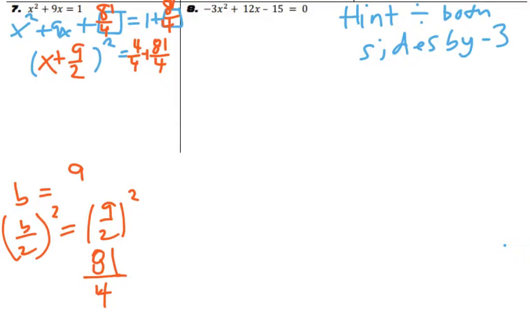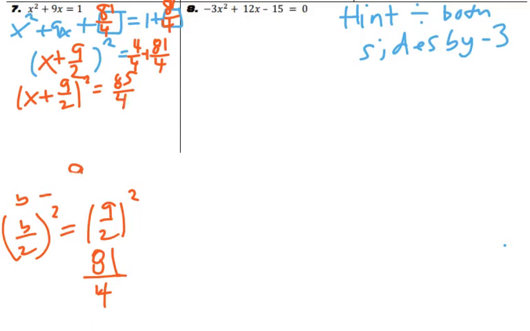In order to combine 1 plus 81 over 4, I need a common denominator. Well, 1 is the same thing as writing any number over itself. So I could rewrite 1 as 4 over 4, which now means I have 2 things that have exactly the same denominator, which means I can add the numerators, which would give me 85 over 4.